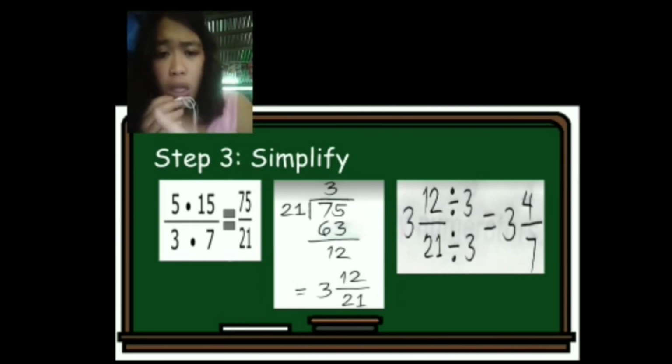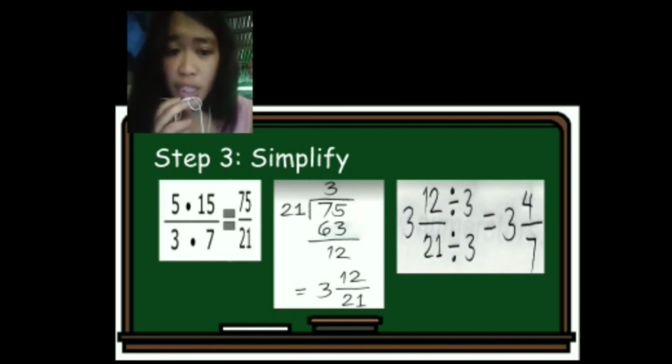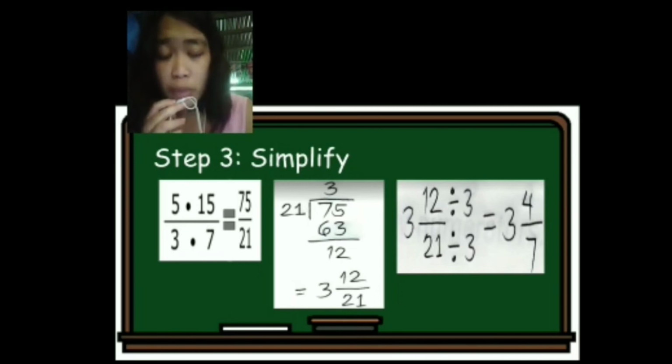But you also need to simplify that one. So we have 3 and 12 over 21. We need to divide it by 3: 12 divided by 3 and 21 divided by 3. When we divide 12 by 3, we have the answer of 4.